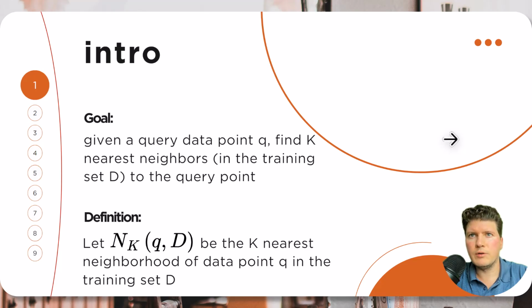Let's start with the goal of k-nearest neighbors. Given a query data point q, we want to find k closest points from the training set D to the query point. Let's call the set of nearest neighbor points nk.